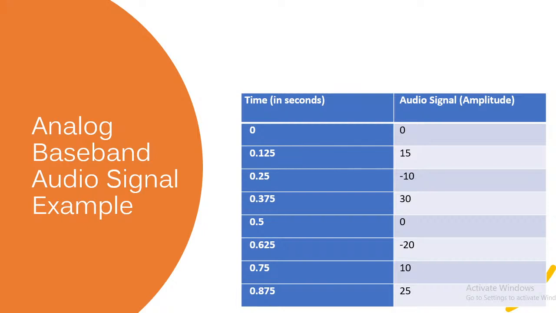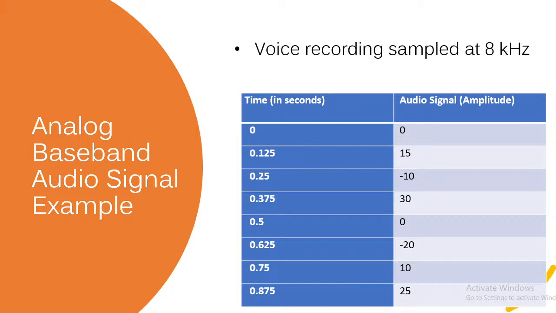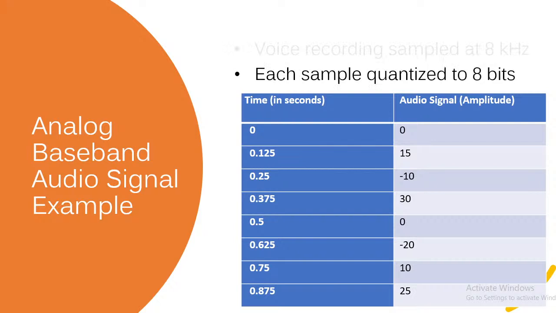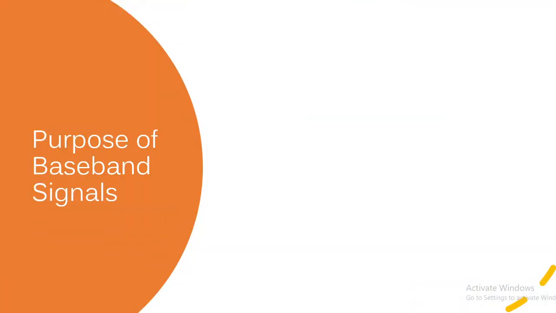So here we have taken samples of the signal at different times, and we have measured the amplitude of the signal at those points. This is an example of a signal which is sampled at 8 kilohertz. The voice is sampled at 8 kilohertz, and you can see there are 8 samples we have taken, from 0 to 0.875. Each sample is quantized to 8 bits.